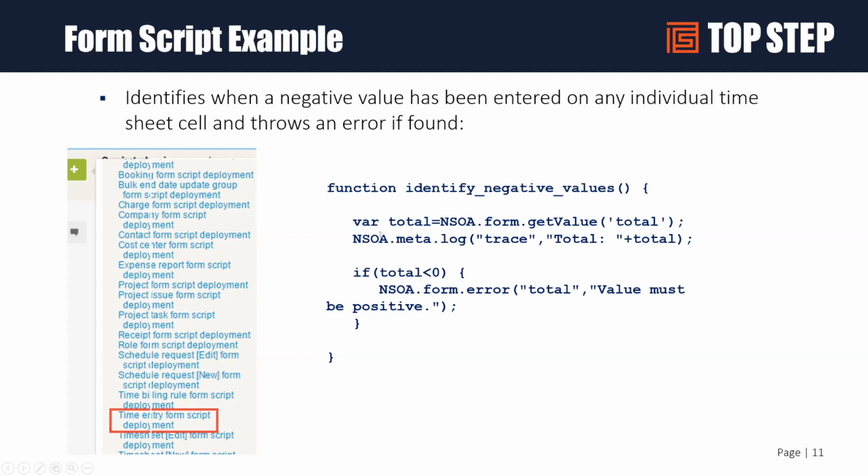Very simple script. You can see here we're getting the form value of total from the get value. We're using the meta library to trace that out and basically write a log entry of what that total is. Then we take a look at that total and we say if it's less than 0, we're going to throw a form error. And we can see here on the total function what our wording is: value must be positive. So this is a quick example of what you can do with a form script.